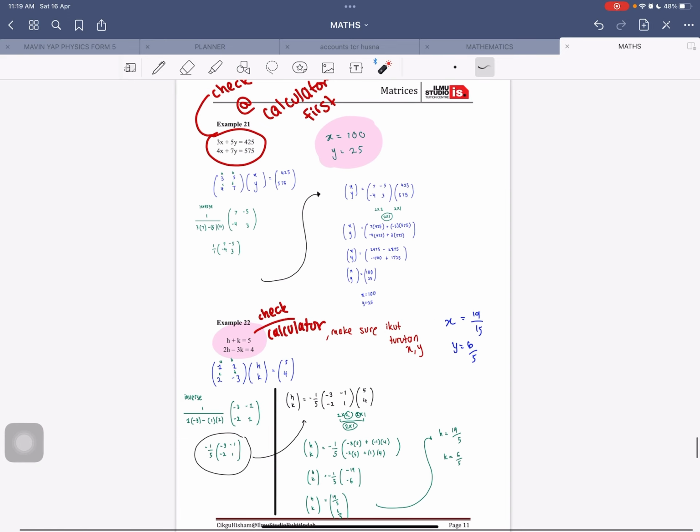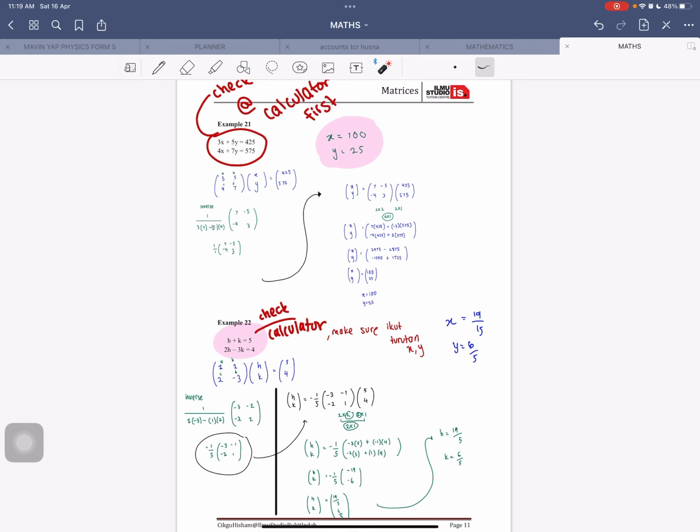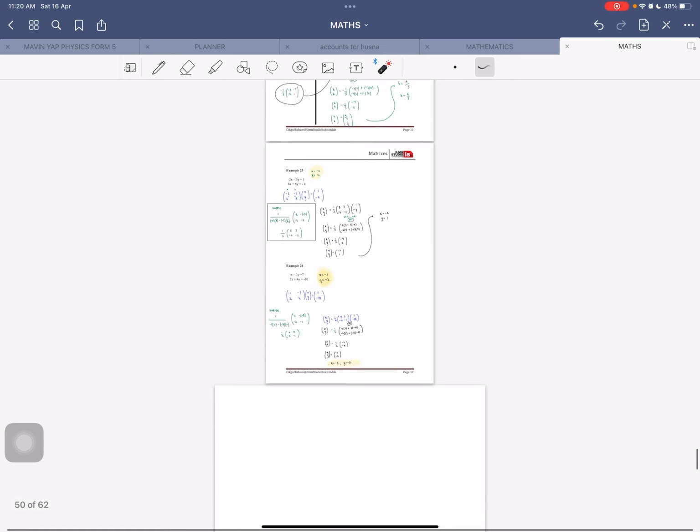And here's some extra questions that you guys can do as well. Try and not look at the answers first. And if you are confused, you can always use your calculator to get the final value first, just to make sure your answer is right during examinations. We've basically finished the whole entire chapter.